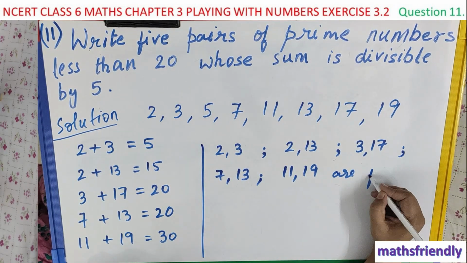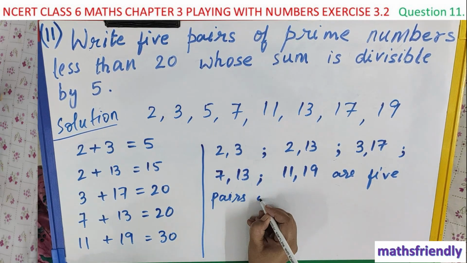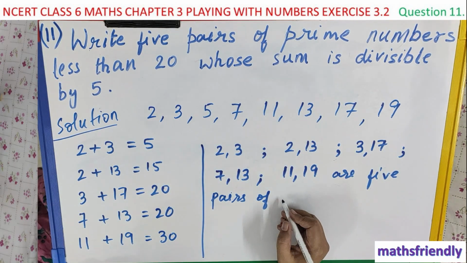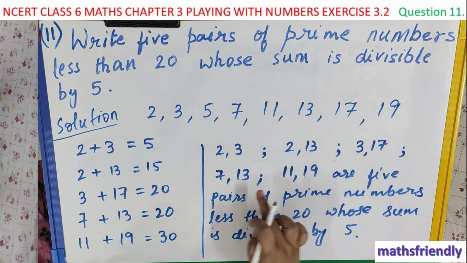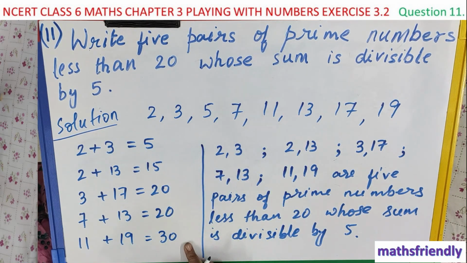We can write that statement: these are 5 pairs of prime numbers less than 20 whose sum is divisible by 5. So we got our answers, the 5 pairs of prime numbers less than 20 whose sum is divisible by 5. Okay, so we have understood this question.